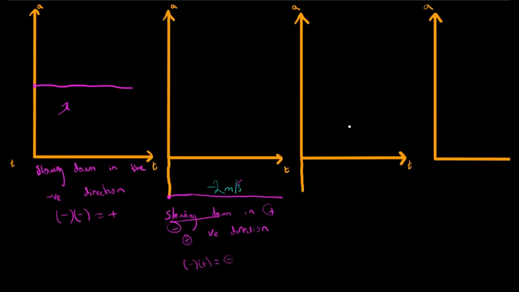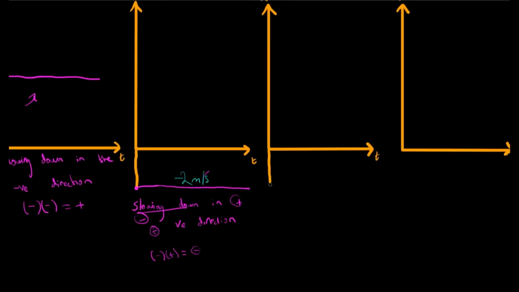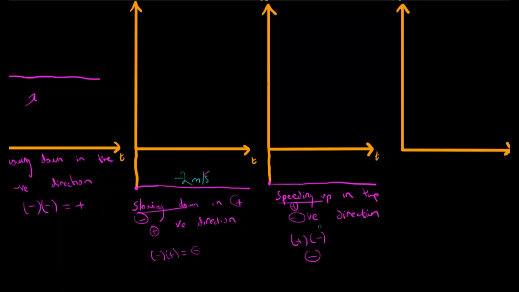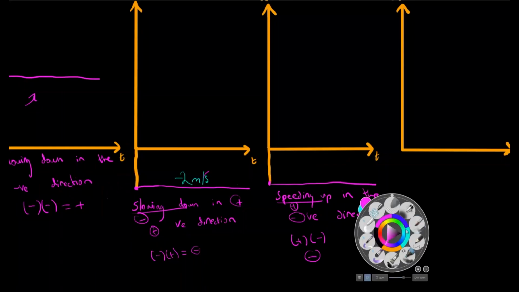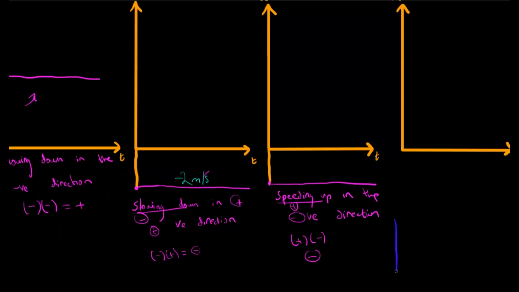Now, for the next graph, we should know the difference between these two and when each case is being done. So in this case, we have speeding up in the negative V direction. So speeding up is positive and negative v is negative acceleration, so plus times minus. It's going to be negative. So how would a graph speeding up in the negative direction look like for velocity? Well, to understand it better, then we draw it like this.